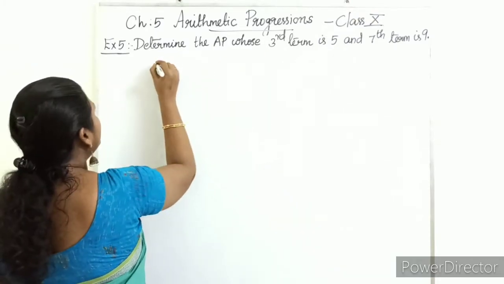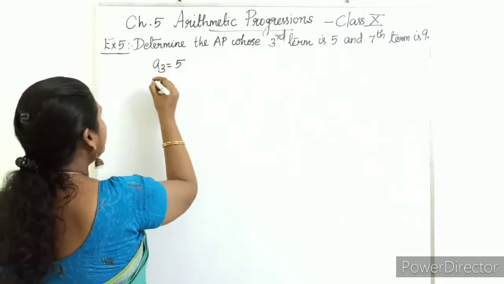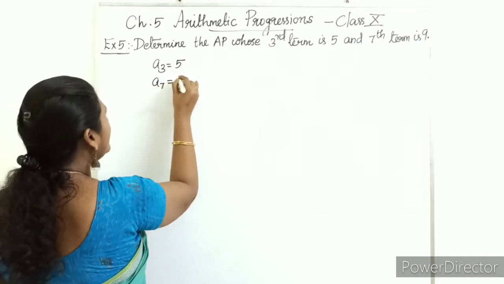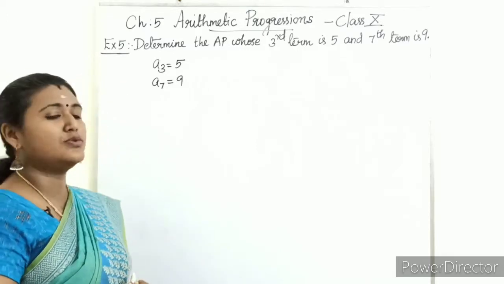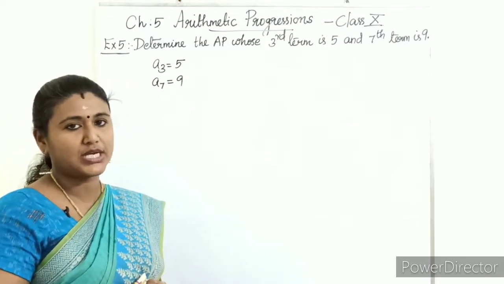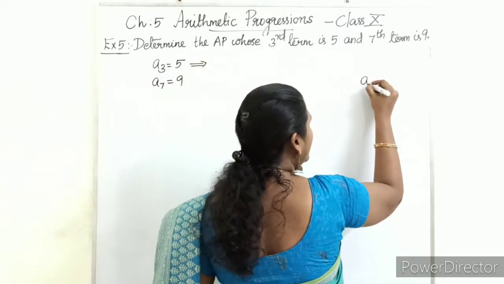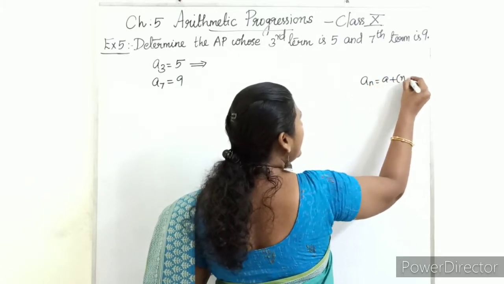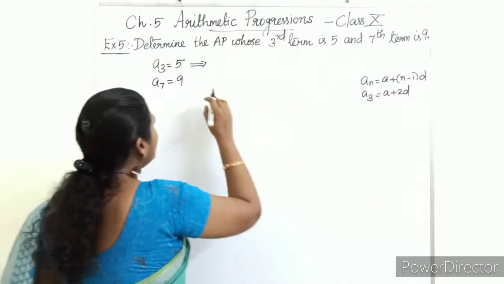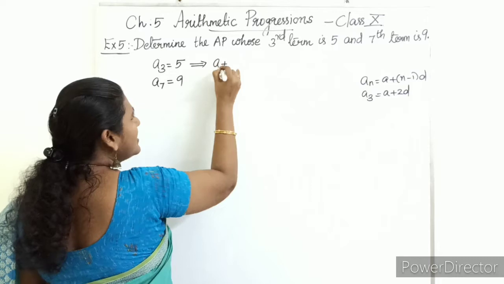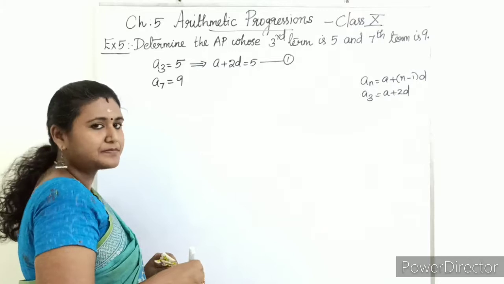We will see now. The third term is given as 5, so a3 is equal to 5, and the seventh term a7 is equal to 9. From these two values we are going to form linear equations in a and d, because you know the formula for an: a plus n minus 1 into d. So what is the formula for a3? a plus 2d. So we can write a3 equal to 5, and from that a plus 2d is equal to 5. This is the first equation.